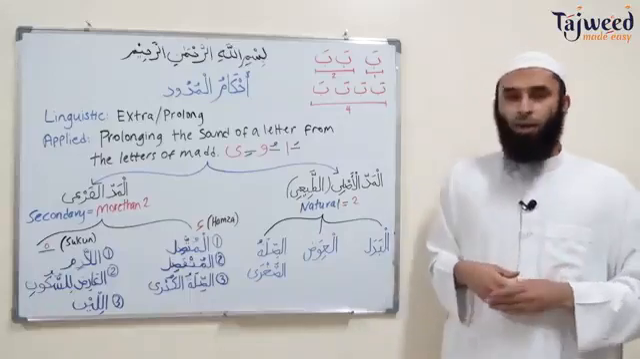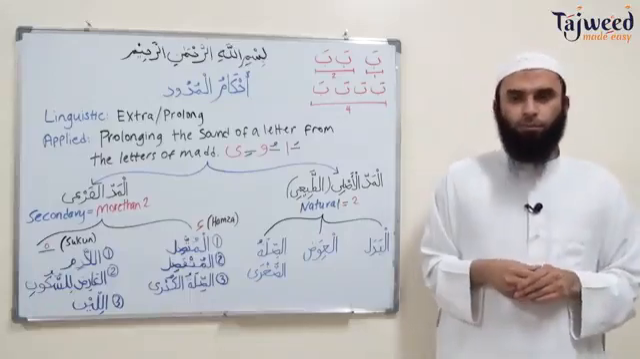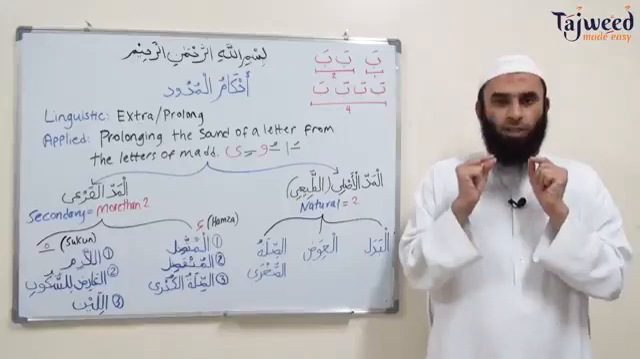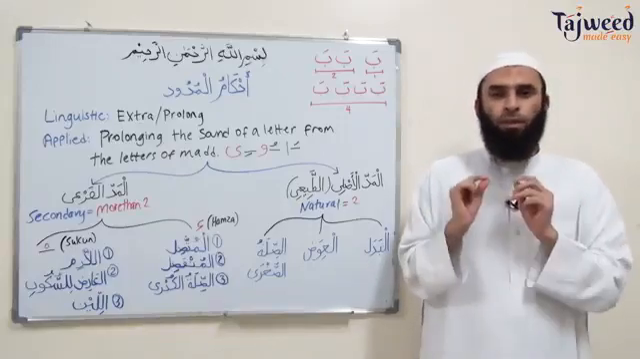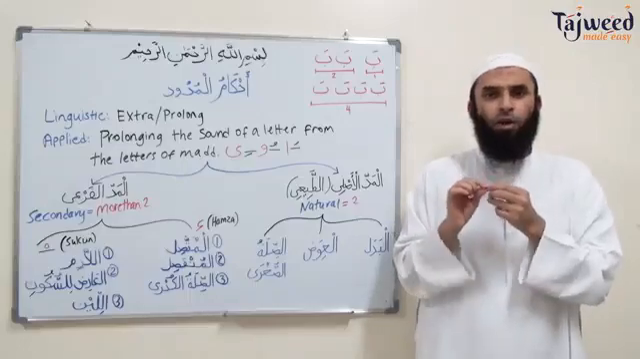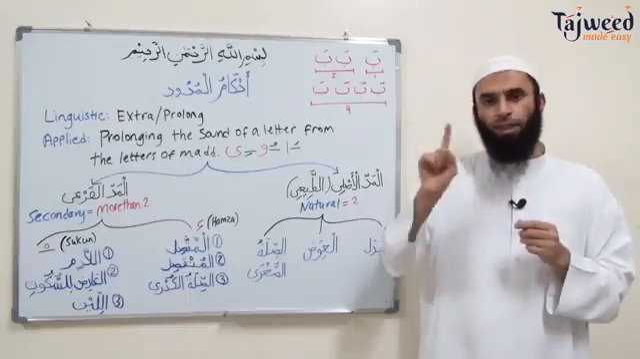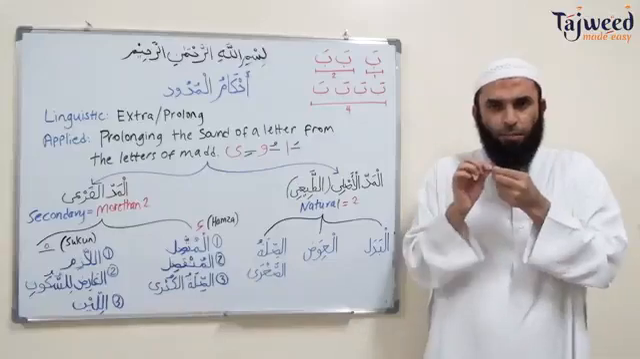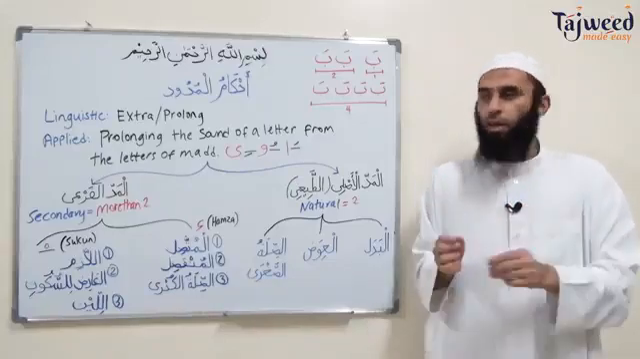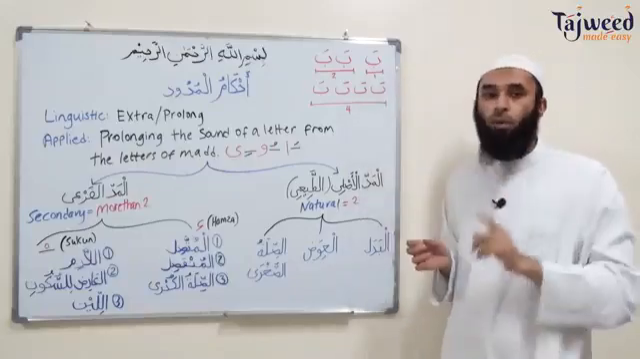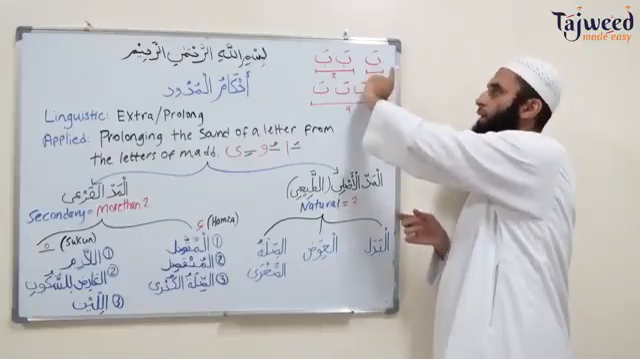So how do we measure a count? We measure a count by the time it takes us to say a letter which has a haraka: fatha, kasra, dhamma. For example, the letter ba. If I say ba or bi or bu, ba with the fatha, kasra, dhamma, the time it takes us to say ba, that's 1 count, 1 haraka. Bi, 1 haraka, bu, 1 haraka. So the time it takes us to say 1 letter, that's 1 haraka. So ba is 1 haraka.